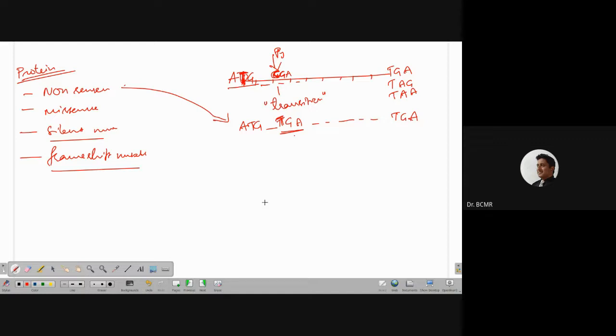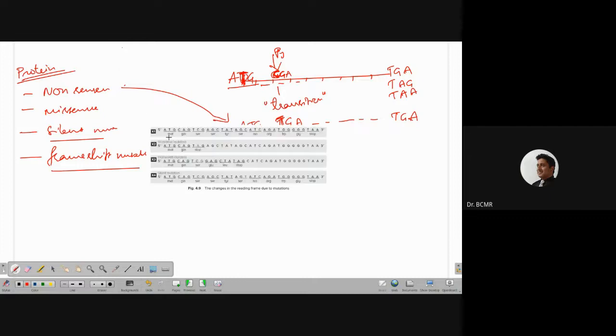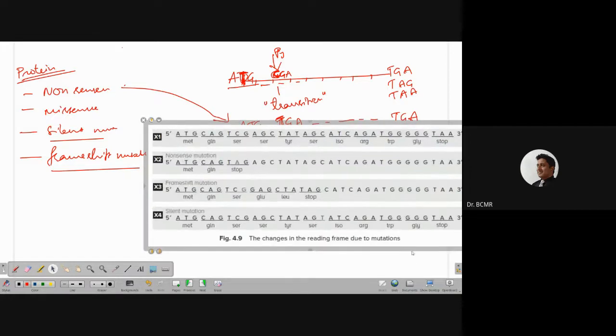Missense codon, or maybe I have copied the picture now. I will just paste it here and we will be able to see that. I hope you can see this picture, right?